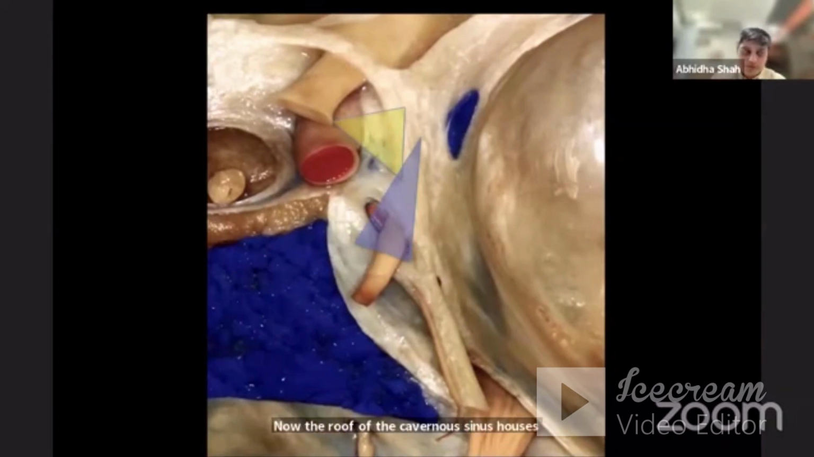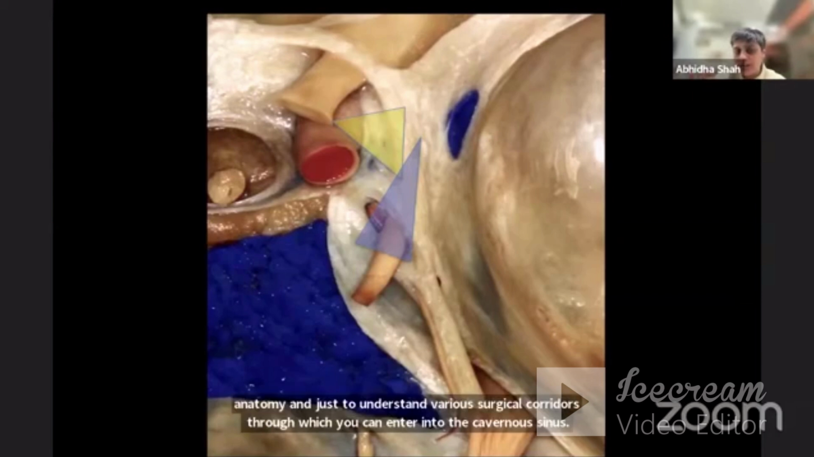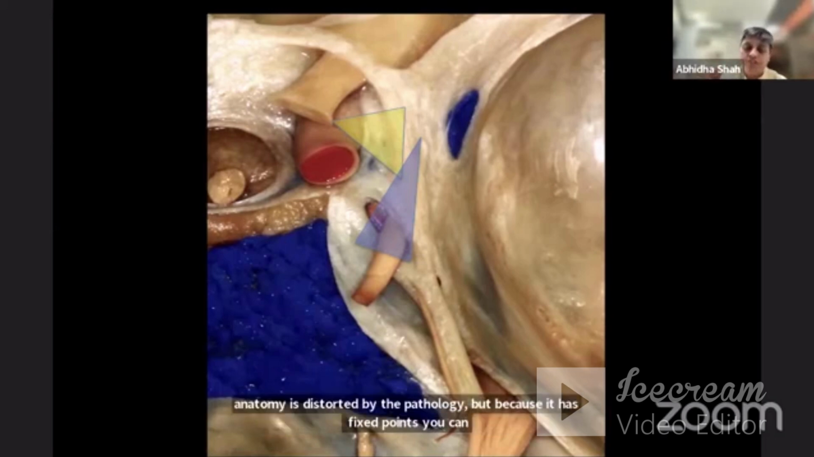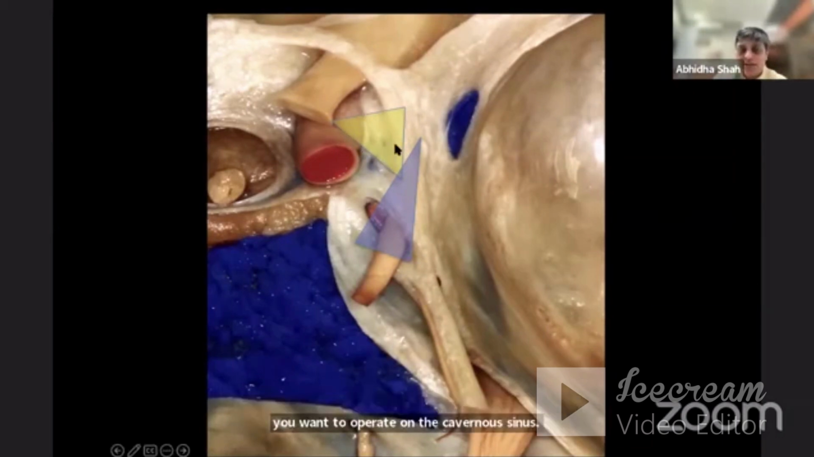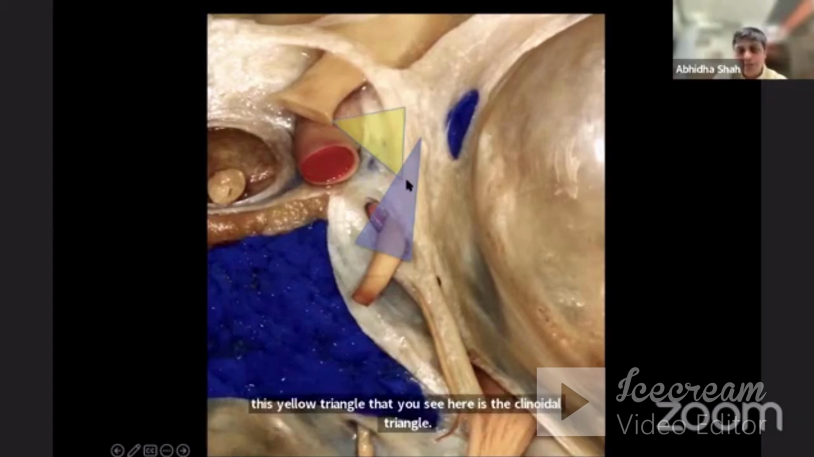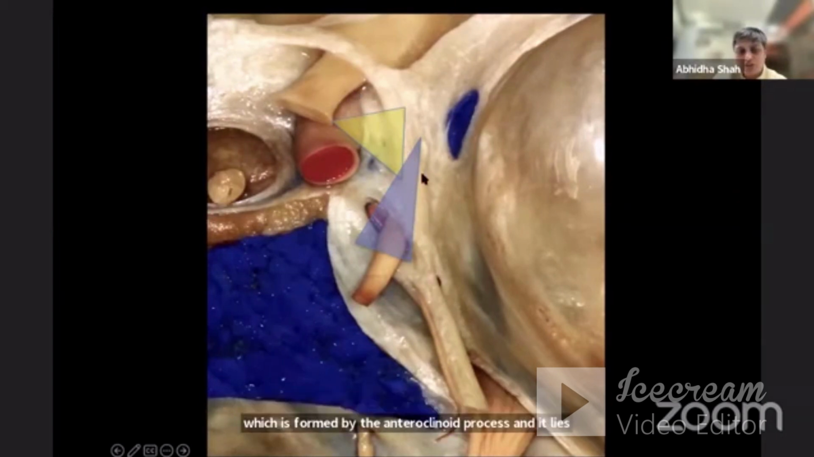Now, the parts of the cavernous sinus have been divided into various triangles just to understand its anatomy and just to understand various surgical corridors through which you can enter into the cavernous sinus. This anatomy is distorted by the pathology, but because it has fixed points, you can identify at least the entry point of these triangles if you want to operate on the cavernous sinus. So this yellow triangle that you see here is the clinoidal triangle, which is formed by the anterior clinoid process, and it lies between the optic and the oculomotor nerve. So this is the optic and this is the oculomotor nerve, and this is the clinoidal triangle. So if you remove the anterior clinoid process, you will enter into this clinoidal triangle.